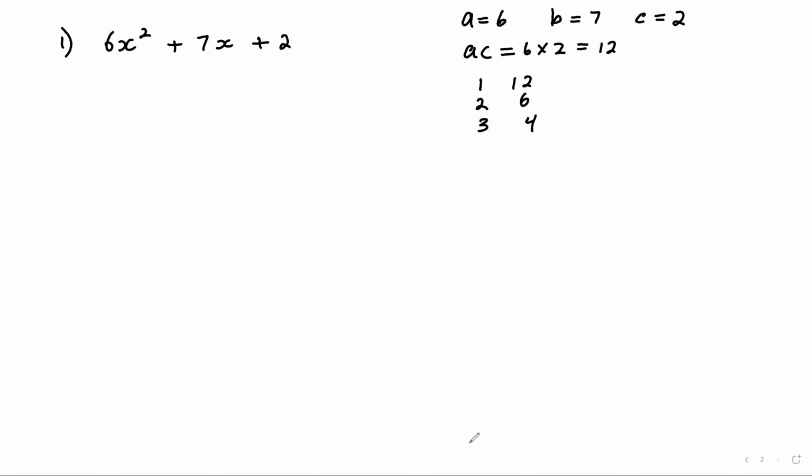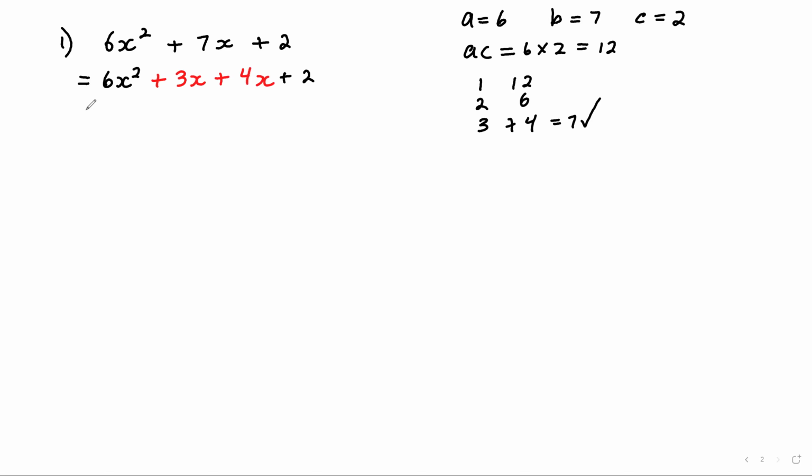3 and 4, right? Because 3 plus 4 is 7, and 3 times 4 is 12. So the two factors that I'm going to choose are 3 and 4. So I'm rewriting the expression now, replacing 7x with 3x plus 4x. So 7x is the same as 3x plus 4x, and everything else remains the same.